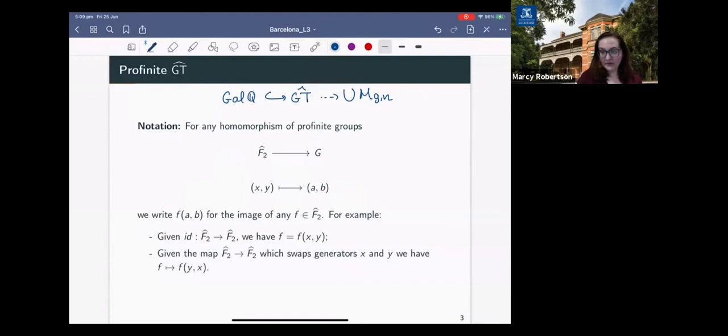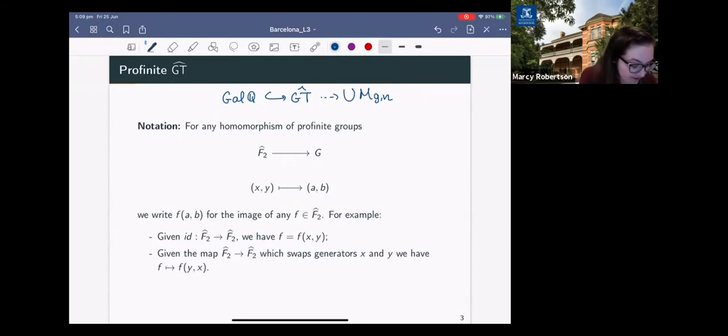Okay, so let me start with a little bit of notation, so that I can define GT. And I'm going to give you a definition of the Grothendieck-Teichmüller group, but you won't need to memorize it. I'll bring it back every time that we need it.